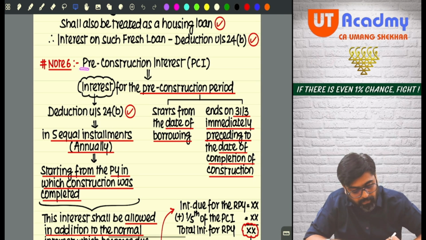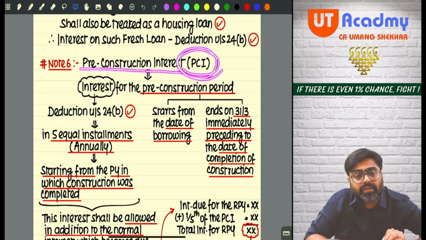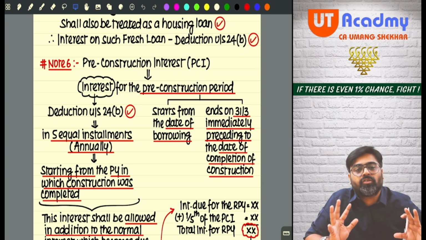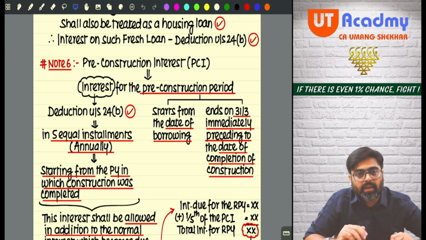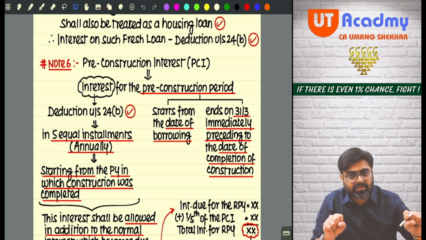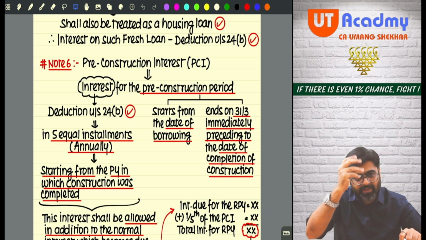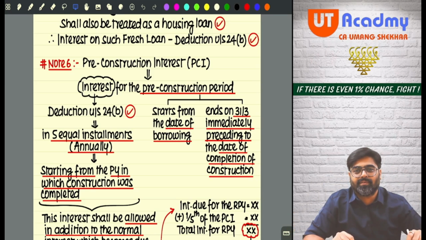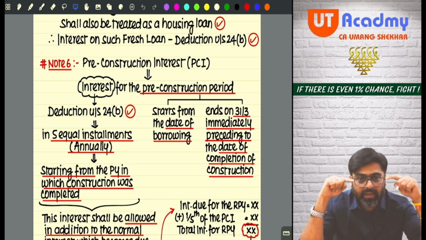See, pre-construction interest, also known as PCI. It is an interest for pre-construction period. Now, if I ask a layman what is a pre-construction period, the layman will say the period which starts from commencement of construction and ends on completion of construction. The date on which I start construction and the date on which construction is completed. This is pre-construction period. No. Think from the point of view of interest.